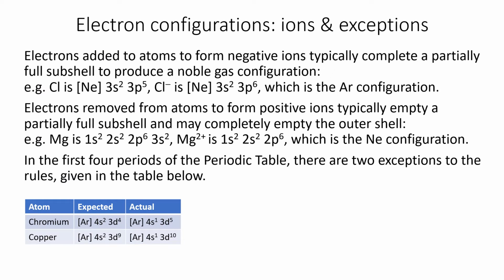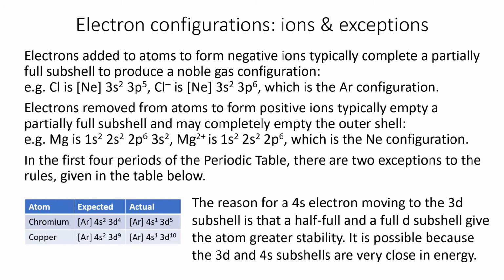Then we did a similar kind of thing for ions, and then we identified a couple of exceptions, and these were in the first row of the d block. Chromium and copper didn't fit the rule, and there was a kind of way of rationalizing that.